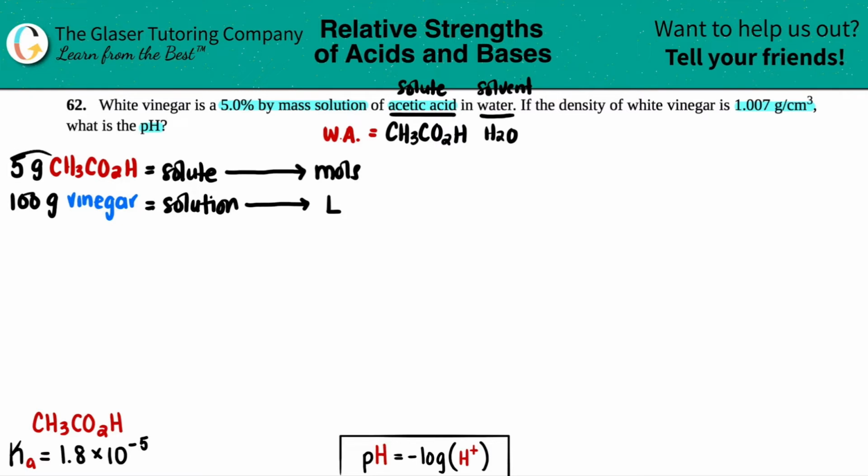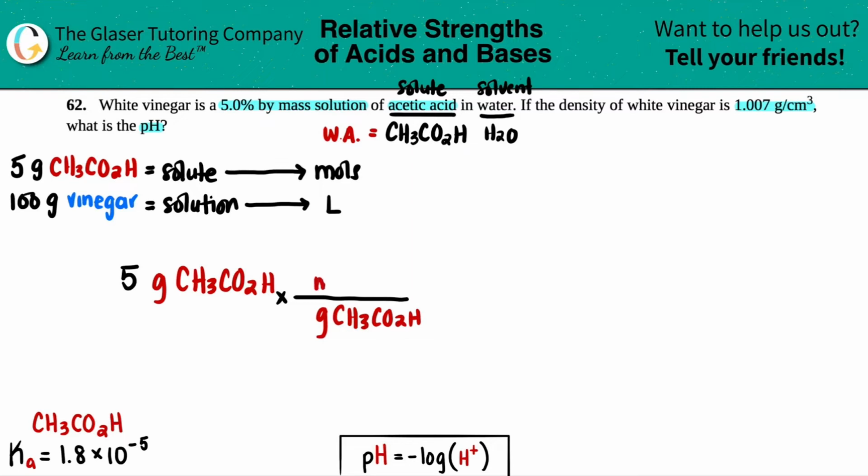Okay, now 5 grams of acetic acid to moles, that's all the way back in the day, right? Converting from grams to moles. We just use a mole ratio. So let's do that. 5 grams of CH3CO2H times that ratio. We know how to go from here, right, guys? Grams of CH3CO2H on the bottom, moles of CH3CO2H on the top.